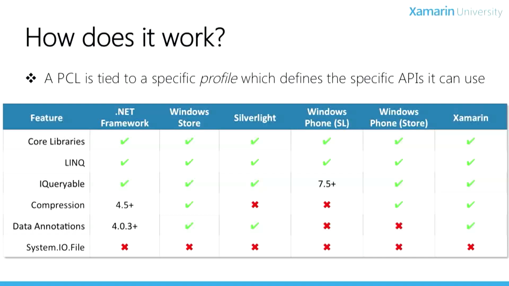Finally, notice the last row. It turns out that some tasks have no unity across the platforms. So file access is one of those things. Some System.IO classes are available, but nothing related to files or directories, as that API looks different on Windows Store versus the phone versus the desktop.